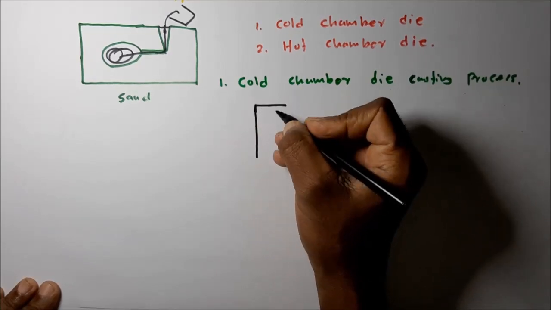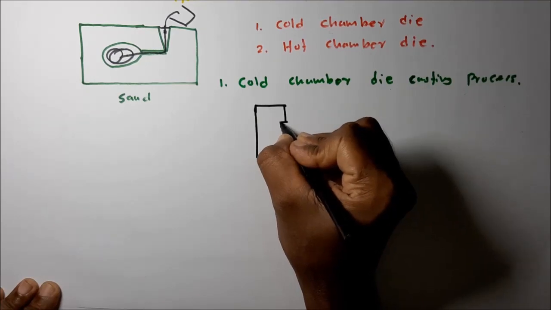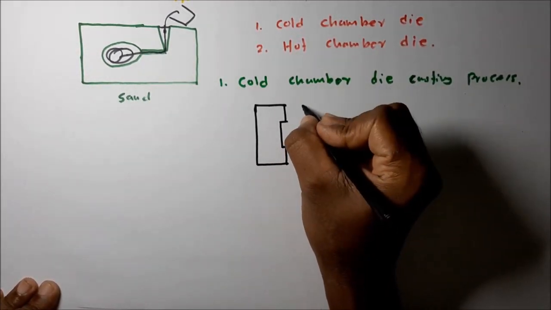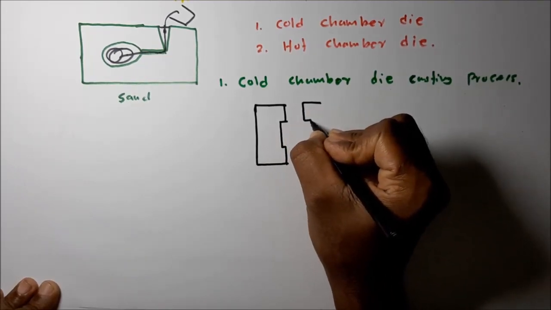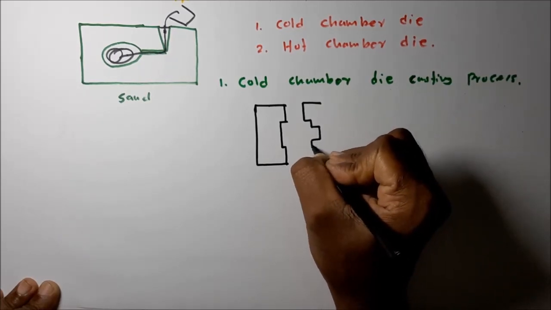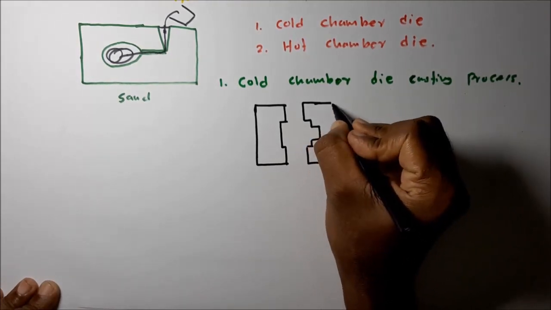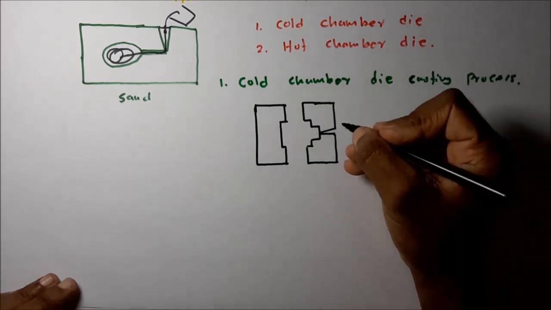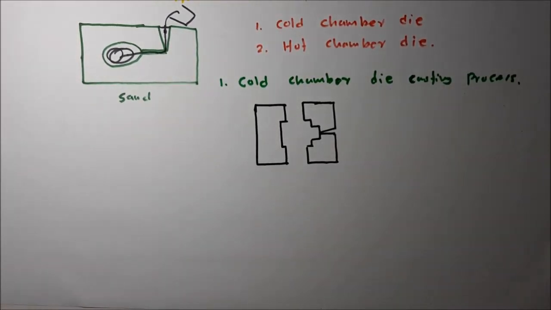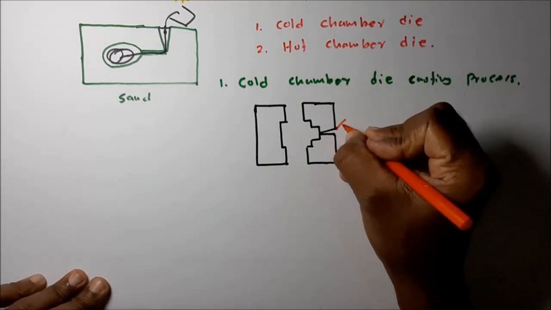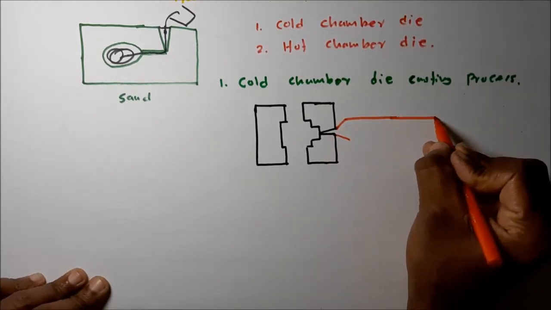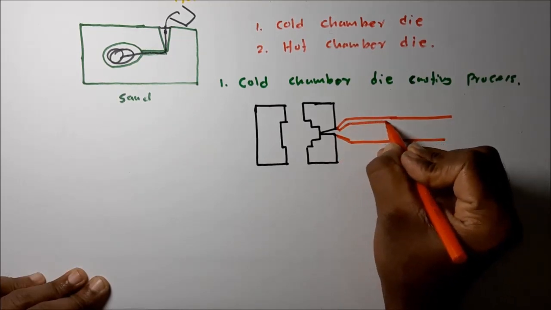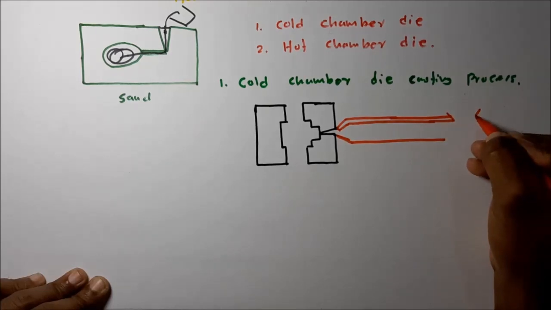This is the mold. This is the product cavity area. There are two halves of the mold. This is the movable half of the mold. This is the stationary or fixed part of the mold. And this is the shot chamber. Inside is a barrel, and we pour the molten metal here.